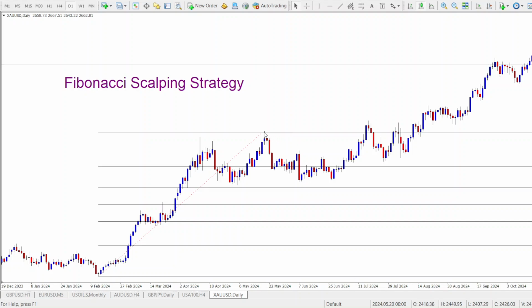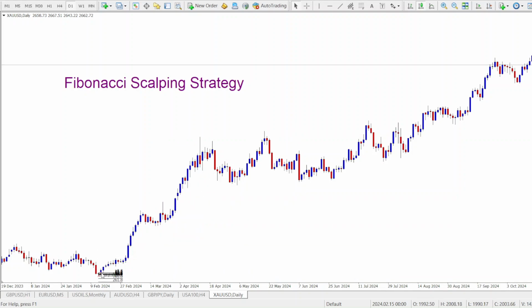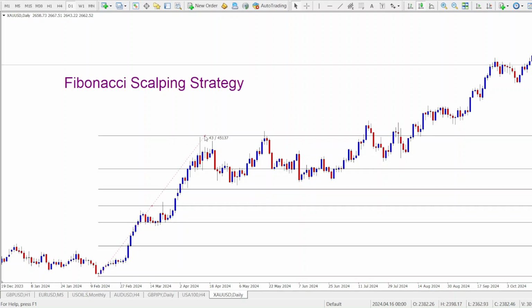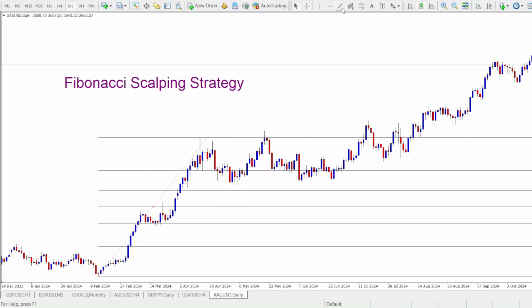For example, this is my starting point, this low, and then I want to predict the pullback of this move from here to here. So you plot the Fibonacci retracement tool from this low to this high, and then the lines will automatically come out to predict the possible retracement level for that move. And we can see that the price retraced between the 23.6 to 38.2% Fibonacci level.